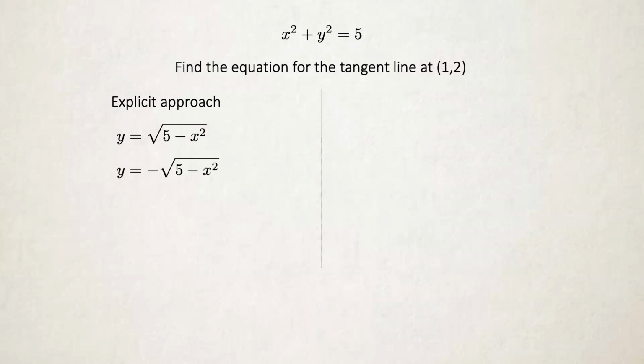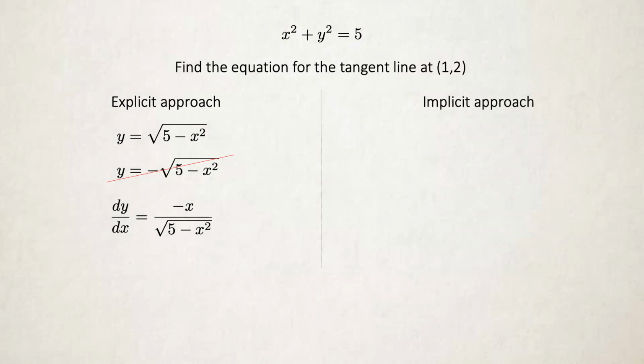However, this particular explicit function does not pass the point (1, 2), right? So we can ignore this second explicit function. Now, if you take an explicit derivative for the first explicit equation with respect to x by the chain rule, after some arithmetic, you will get dy/dx equals minus x over the square root of 5 minus x squared.